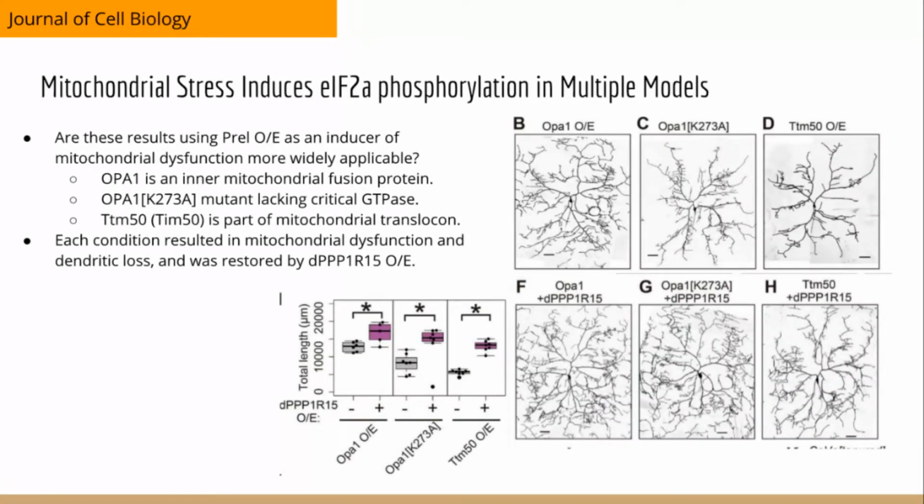So at this point, we've been discussing a single model, and we're talking about what happens when a cell overexpresses PREL in its mitochondria. But is this really applicable to other forms of mitochondrial dysfunction? To test this, the authors made 3 different models of mitochondrial dysfunction. The OPA1 overexpression, a protein of the inner mitochondrial membrane that modulates fusion. OPA1 lacking its GTPase and fusion ability in this condition. And TTM50 overexpression, which is part of the mitochondrial translocon.